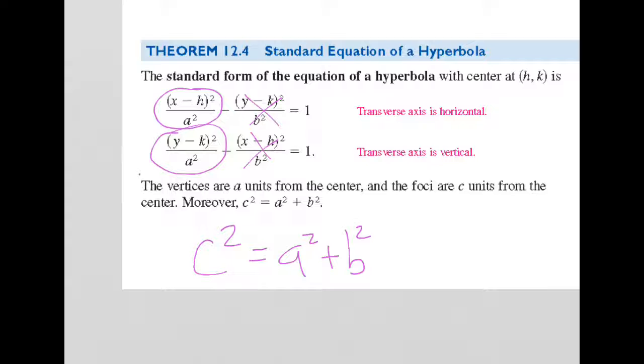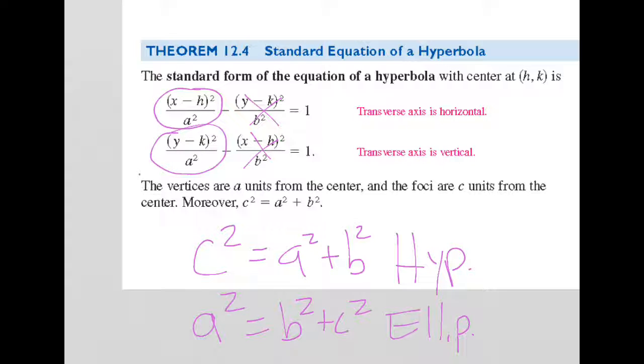A squared plus b squared equals c squared. But the easiest point for confusion here is that it is very similar to that of an ellipse, but it is different. Here we have the hyperbola, and remember the ellipse is a squared equals b squared plus c squared. So that's a little confusing, but I have full confidence that you will figure it out.